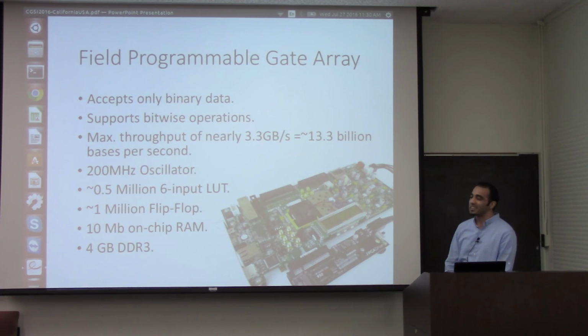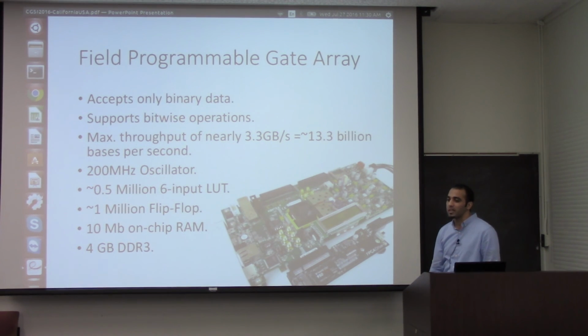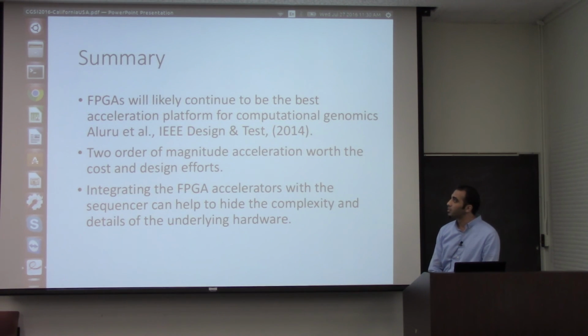And as you know, the FPGA only accepts binary data. So you need to convert the sequences into binary, then you process it, and it only supports bitwise operations. Another concern is that the maximum throughput you can transfer from the CPU or the computer to the FPGA in order to process it is limited to 3.3 gigabytes per second. And the others are just specs for the FPGA.